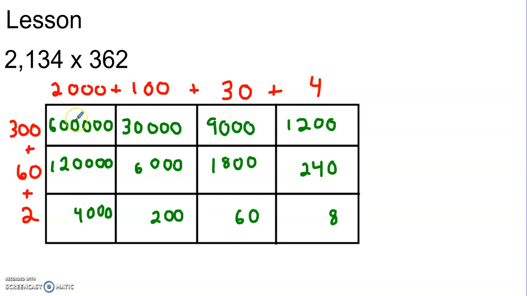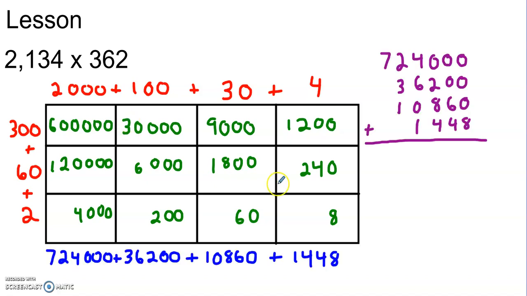So this column I'm doing 600,000 plus 120,000 plus 4,000. In this column I'm doing 30,000 plus 6,000 plus 200. In this column I'm doing 9,000 plus 1,800 plus 60. And in the final column I'm doing 1,200 plus 240 plus 8. So after I added each and every column up, I got these 4 terms. I already added it to the side here, and now I'm just going to add these final digits.